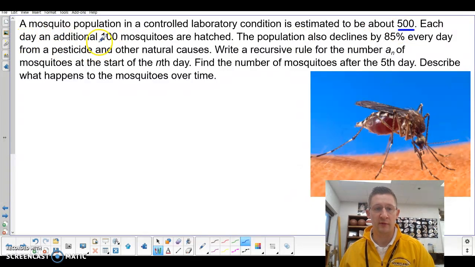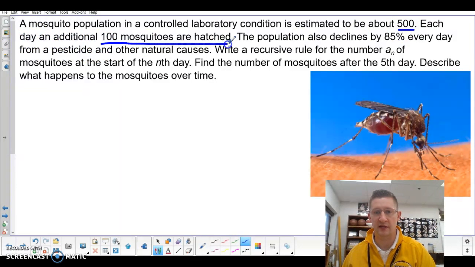Each day, an additional 100 mosquitoes are hatched. Gross. Can't stand you mosquitoes. The population also declines by 85% every day. Oh, good. From a pesticide and other natural causes. Good. Write a recursive rule for the number a sub n of mosquitoes at the start of the nth day. Okay, and then we'll talk about this find the number in just a minute.